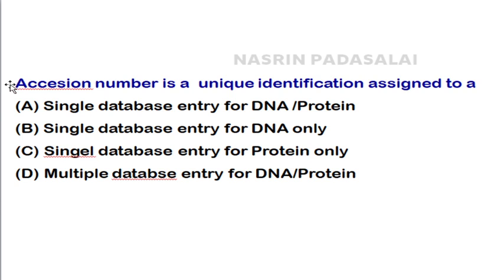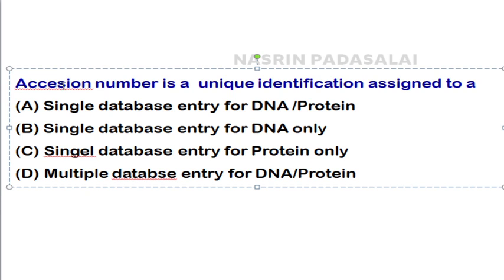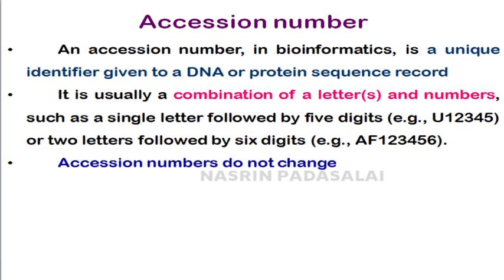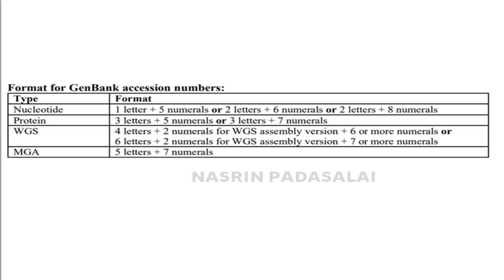Next question is, accession number is a unique identifier number assigned to what? An accession number is a unique identifier number assigned to a single database entry, for DNA, protein, and RNA. In bioinformatics, it is a unique identifier given to a DNA sequence or a protein sequence record. It is generally a combination of letters and numbers, like a single letter followed by 5 digits or 2 letters followed by 6 digits, and the accession number does not change. This is the format of a GenBank accession number.